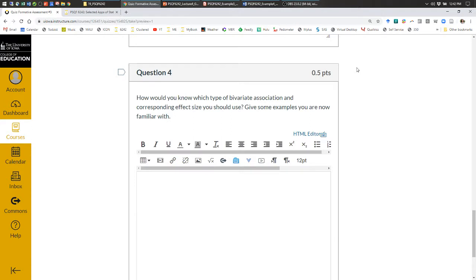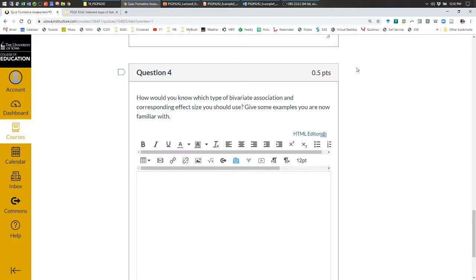How do you know which type of bivariate association and corresponding effect size you should use? Give some examples. Based on the type of variables that you have. Yeah, such as? Categorical and categorical. What would you do in that case? Chi-squared, right? Yeah, Pearson's chi-square. And then that's the test statistic.